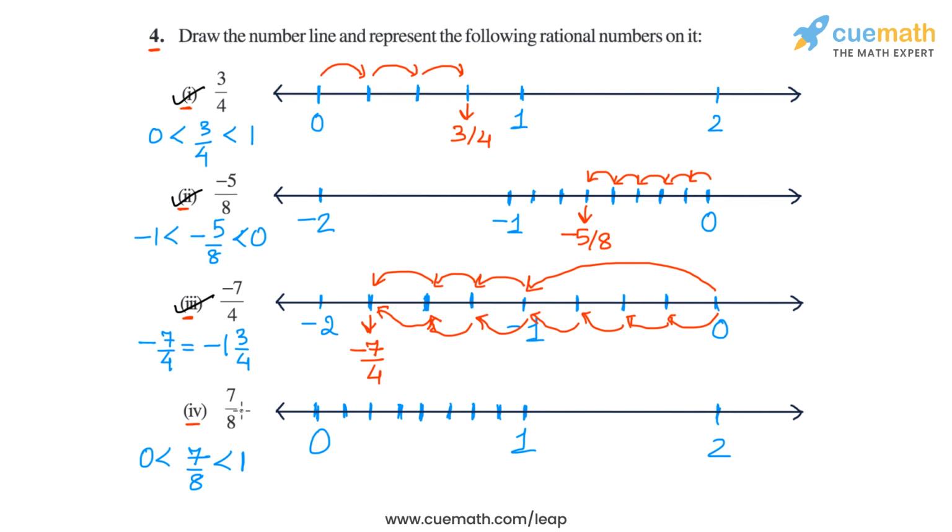And now starting from 0, if we make 7 jumps of 1/8 to the right like this, we arrive at this point here. This point here will be 7/8. Okay, so this is how you can plot the rational number 7/8. And with this, we have completed question number 4.